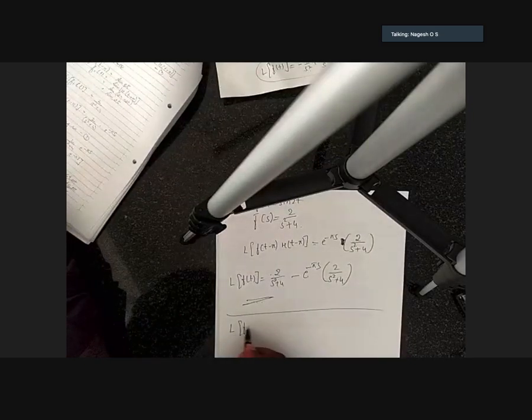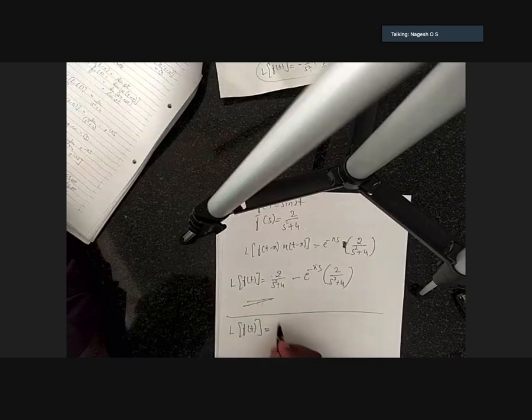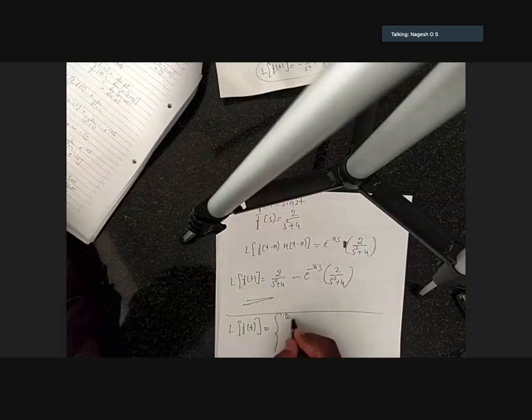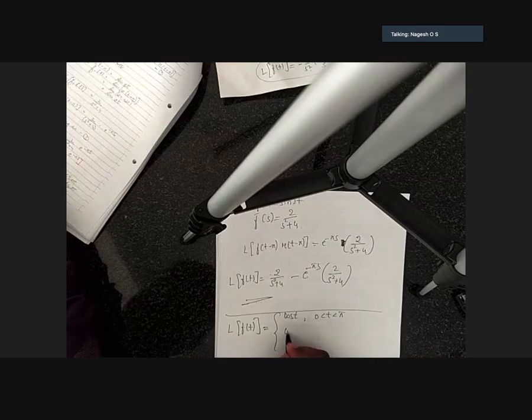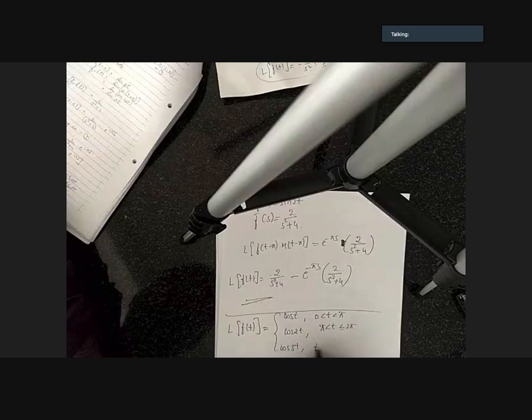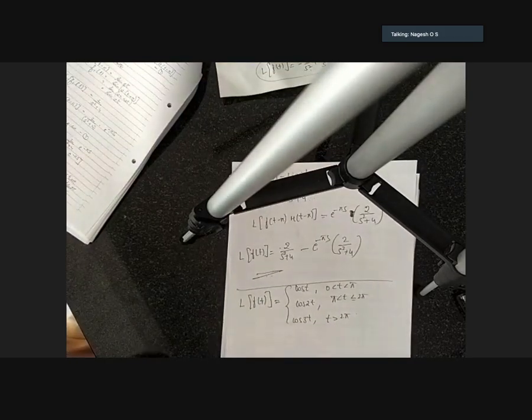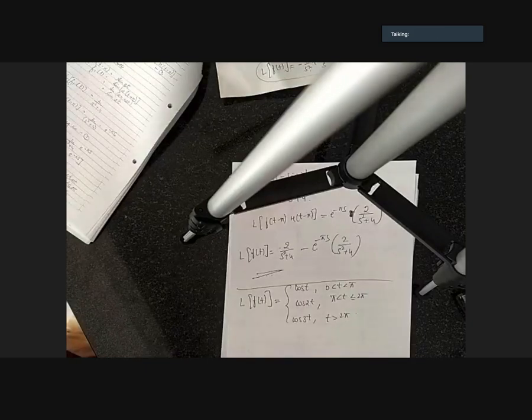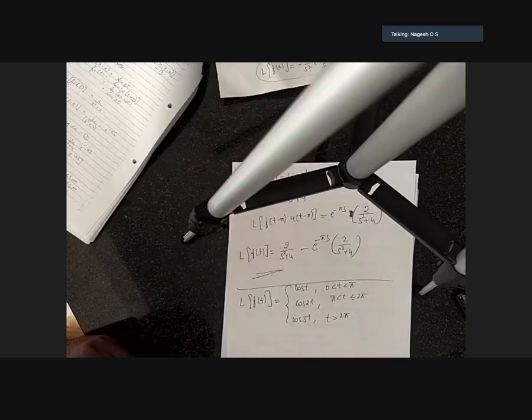Next problem. L of f of t is equal to cos t for 0 less than t less than pi, cos 2t for pi less than t less than or equal to 2 pi, cos 3t for t greater than 2 pi. This problem, those who wish to write this problem.